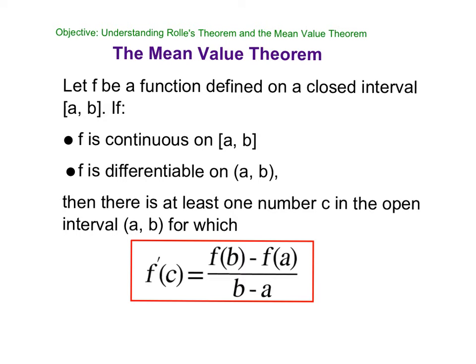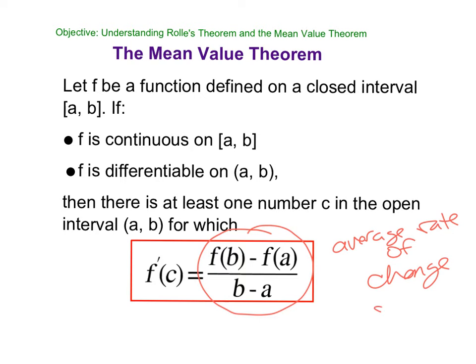Let f be a function defined on a closed interval. Again, continuous over the closed interval, differentiable on the open interval. Then there is at least one number c in the open interval a to b for which the derivative equals f of b minus f of a over b minus a. Remember that this is our average rate of change.